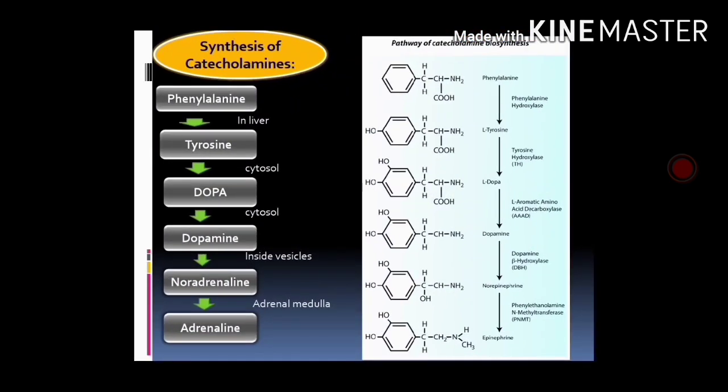Synthesis of catecholamines. Catecholamines are synthesized from the amino acid phenylalanine. In the pathway, we can see the conversion of tyrosine to dopa is a rate limiting step, and the enzyme tyrosine hydroxylase, which catalyzes this reaction, is the rate limiting enzyme. And its inhibition by alpha methyl paratyrosine leads to depletion of catecholamines. Noradrenaline is synthesized in all adrenergic neurons, and adrenaline is synthesized in the adrenal medullary cells.